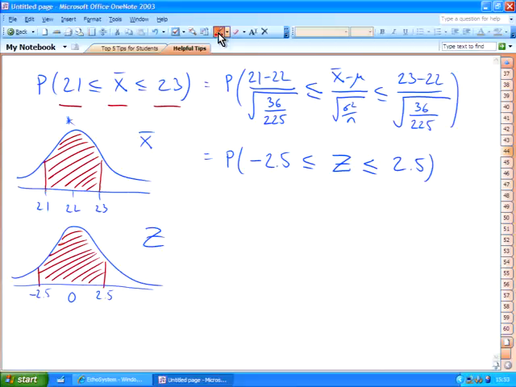But the key point is that these two red shaded areas give the same probability. It's just that one is in the x bar world, the other is in the standard normal world. And in order to use table 4, we have to work in our standard normal world. Okay, so how can we work this out?